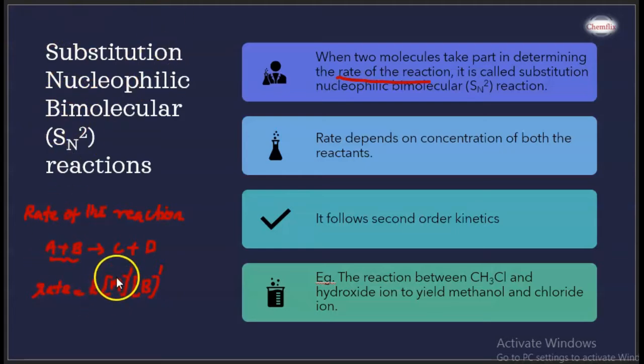Rate is equal to K into concentration of A to the power 1 and concentration of B to the power 1. So here, what do you mean by order? Order is the sum of the powers of the concentration terms in the rate determining step. So here the order will be 1 plus 1 is equal to 2. So the rate depends on the concentration of both of the reactants, and it follows second order kinetics. For example, the reaction between CH3Cl, that is methyl chloride, and hydroxide ion to yield methanol and chloride ion. I will show you what exactly this means.